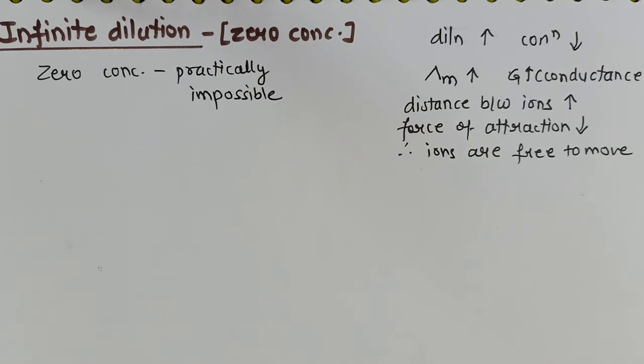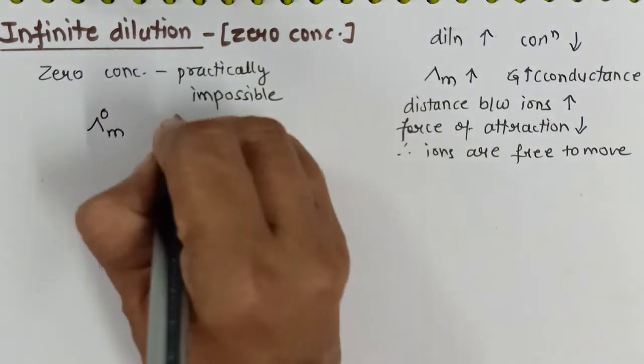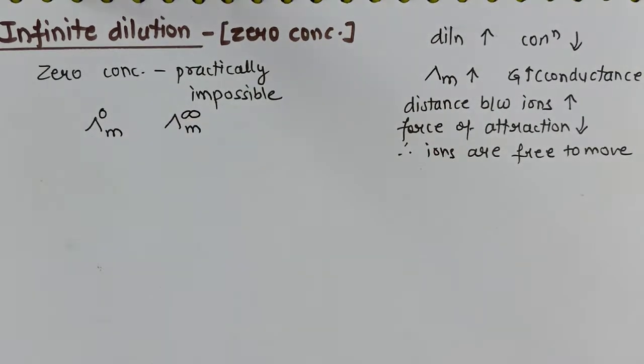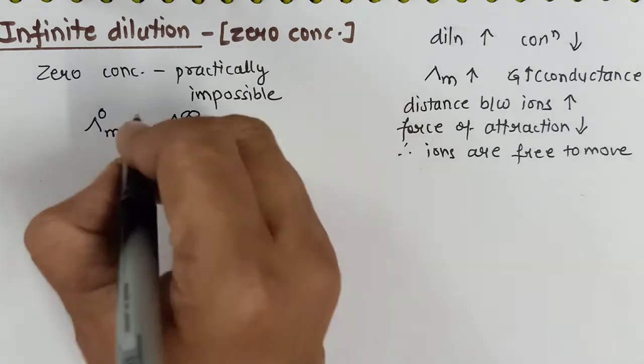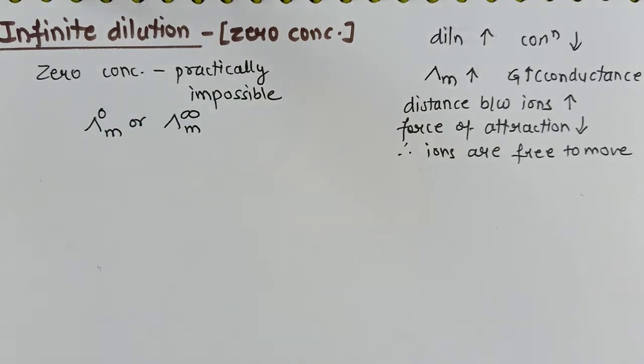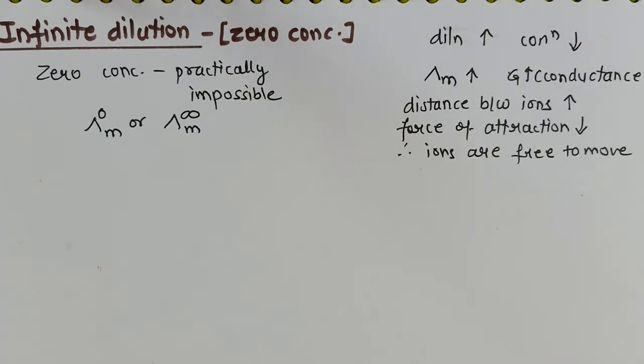So, when we carry out the infinite dilution, the molar conductivity will be termed as lambda m naught, or we can also write it as lambda m infinity. We can also call it cap lambda naught m or cap lambda m infinity. Now this symbol 0 represents zero concentration, and therefore this is the standard symbol that is followed for molar conductivity at infinite dilution.